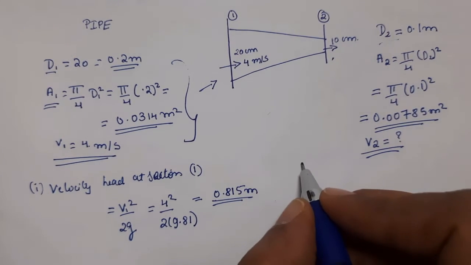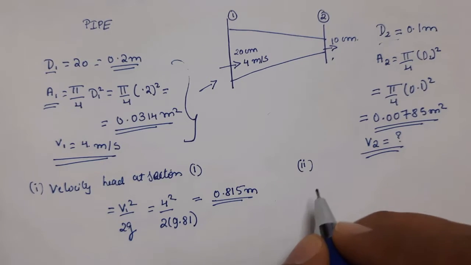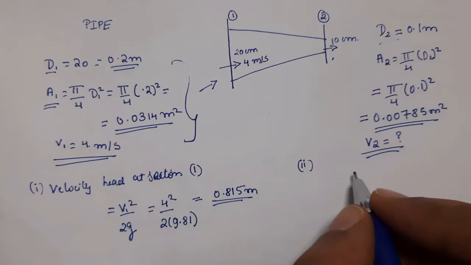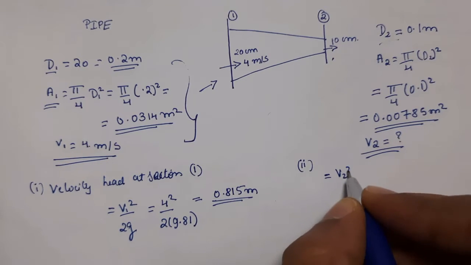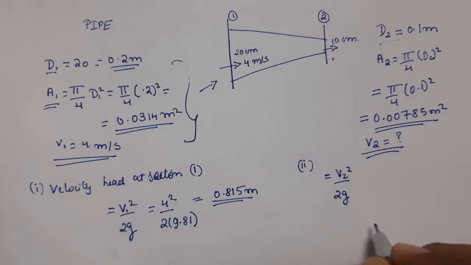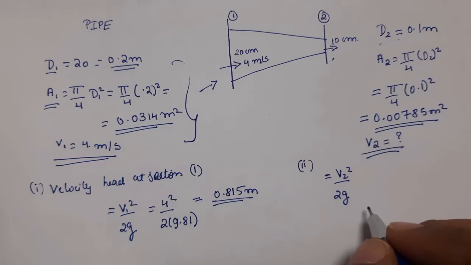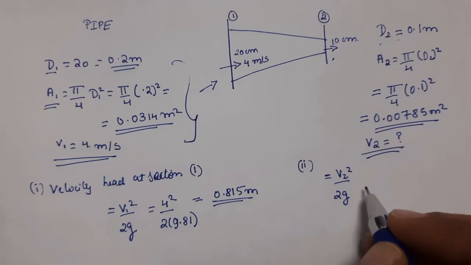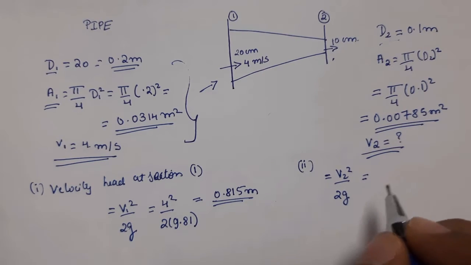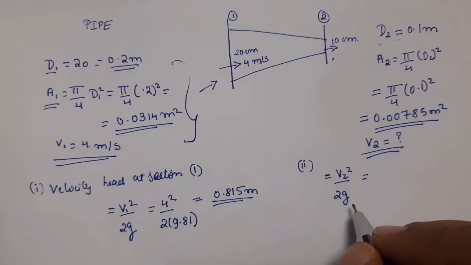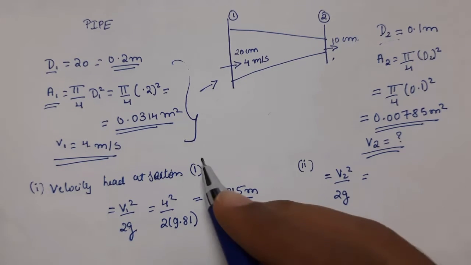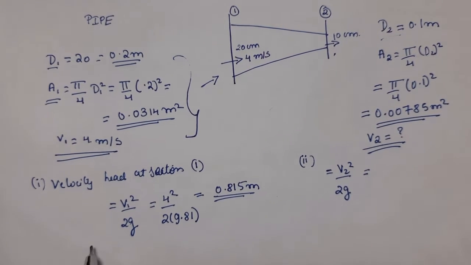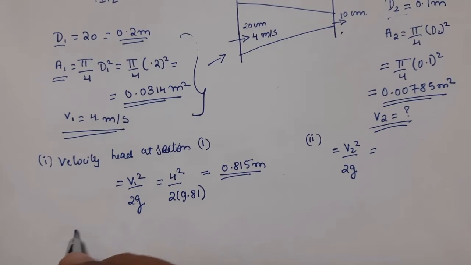Similarly at section 2, we calculate v2 square by 2g. We do not know the value, so we have to find the head also, which we'll find later. Okay, to find out this v2, we are going to use the continuity equation.